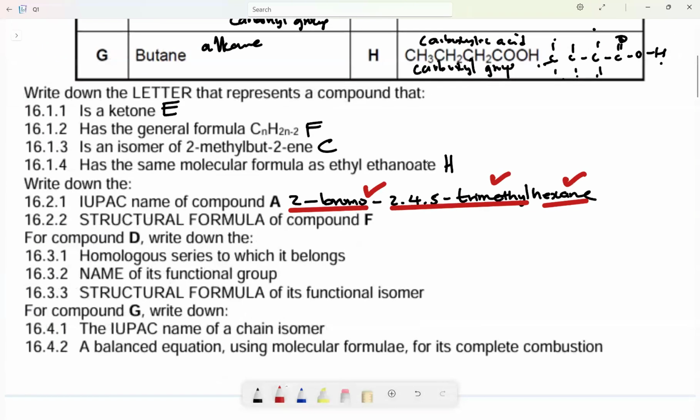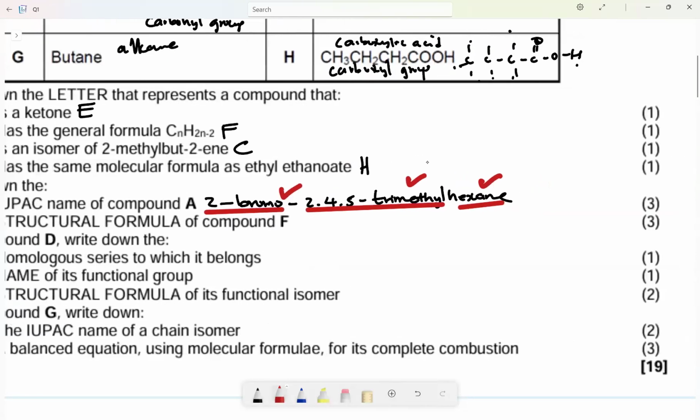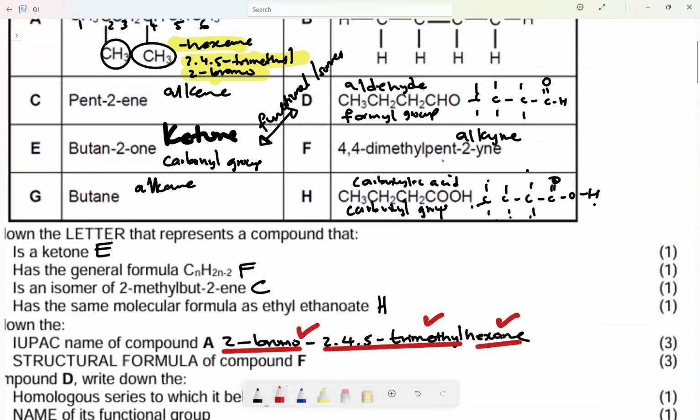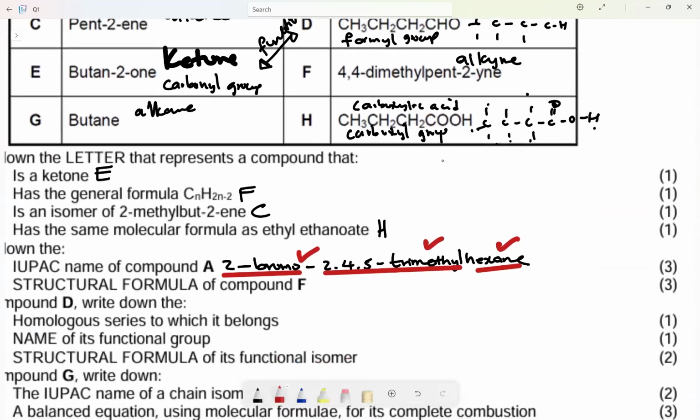16.2.2, they say draw a structural formula of F. Structural formula of what? Of F. Where is F? 4,4 dimethylpent-2-yne. So I look at the longest chain. In 4,4 dimethylpent-2-yne, it is pent, so it means it has 5 carbons: 1, 2, 3, 4, 5. Five is the longest chain, which is pent.